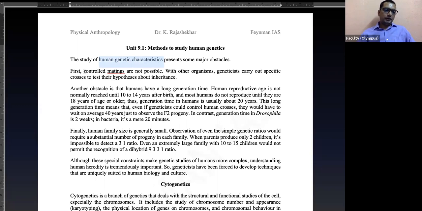So the first point of this is controlled matings are not possible. Given the bias that happens either for cultural reasons or other specific reasons, it is difficult to perform controlled matings on humans. So they are impractical, basically. But in case of plants, what do we do? A heterozygous tall plant is mated with the homozygous dwarf. Like that, we could control that. Here it is not possible.